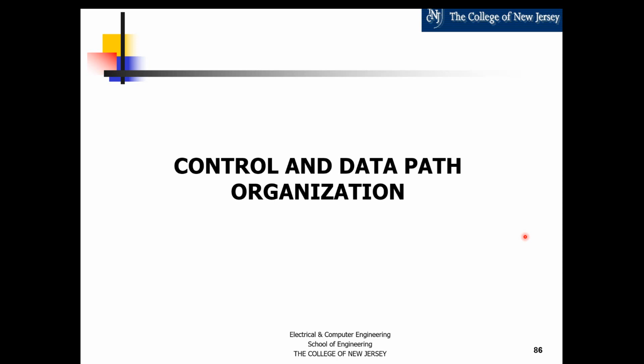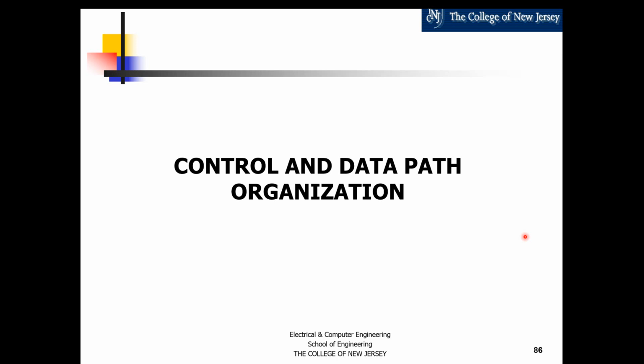This is the beginning of the third part of this presentation on Verilog, and we'll start by reviewing an overview of control and data path organization. So it turns out that virtually every digital system can be partitioned into what we would call control and data path. And the data path part is what actually transforms the data.